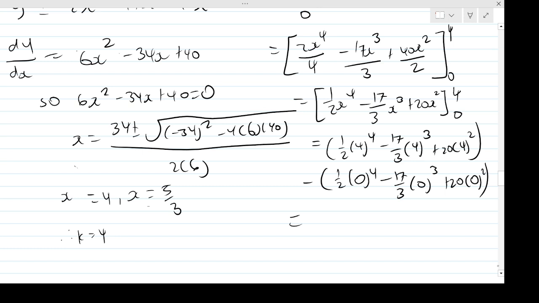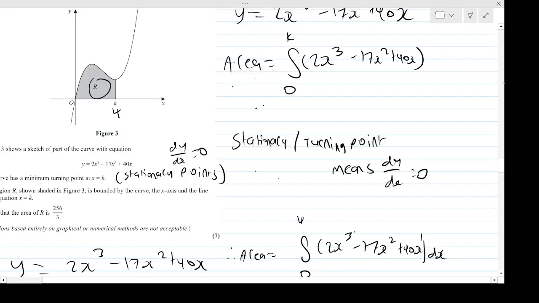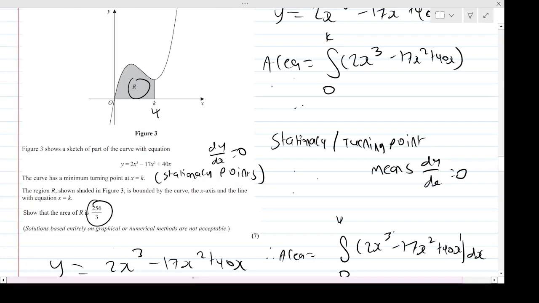Anyway, so if we do all that in the calculator then, we plug all that into my calculator. We should get 256 over 3. And that would be the area of R. Okay. Oh, and there we are. 256 over 3. There we are. We've shown the answer is indeed 256 over 3.